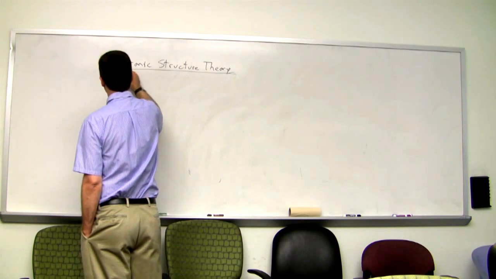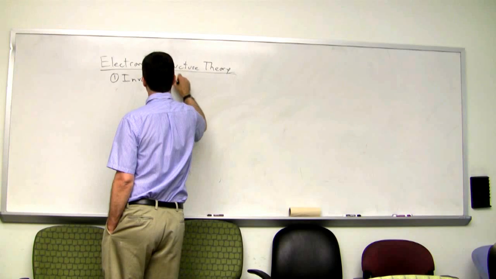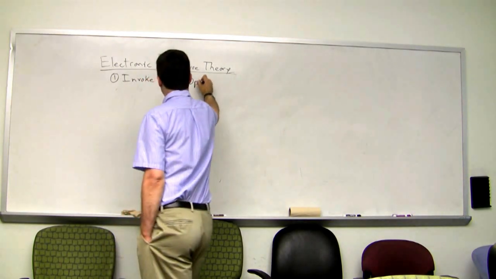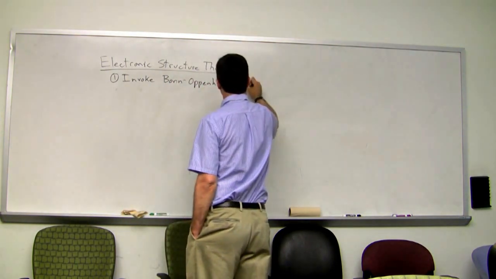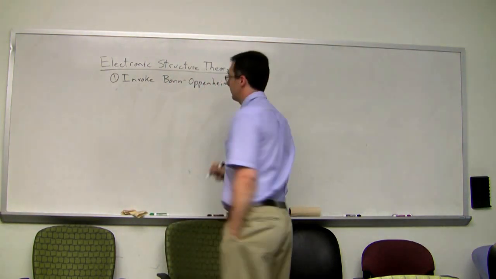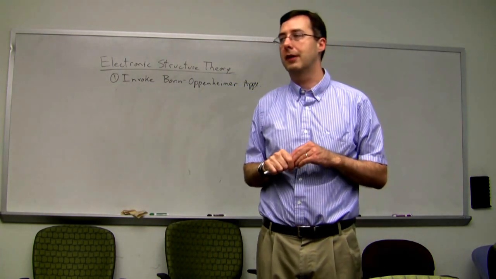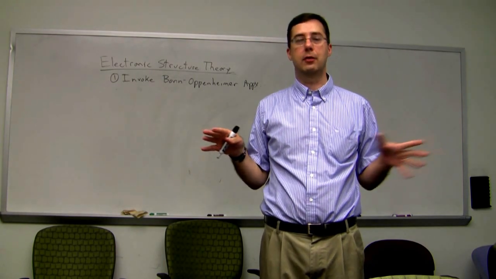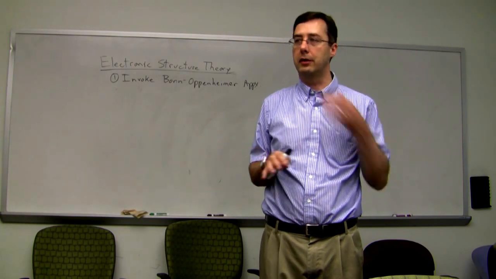First thing you do is you almost always invoke the Born-Oppenheimer approximation. And I just mentioned that a minute ago. You assume the electrons move very fast compared to the nuclei, so you freeze the nuclei, and then you solve the so-called clamped nuclei Schrödinger equation for what the electrons do.